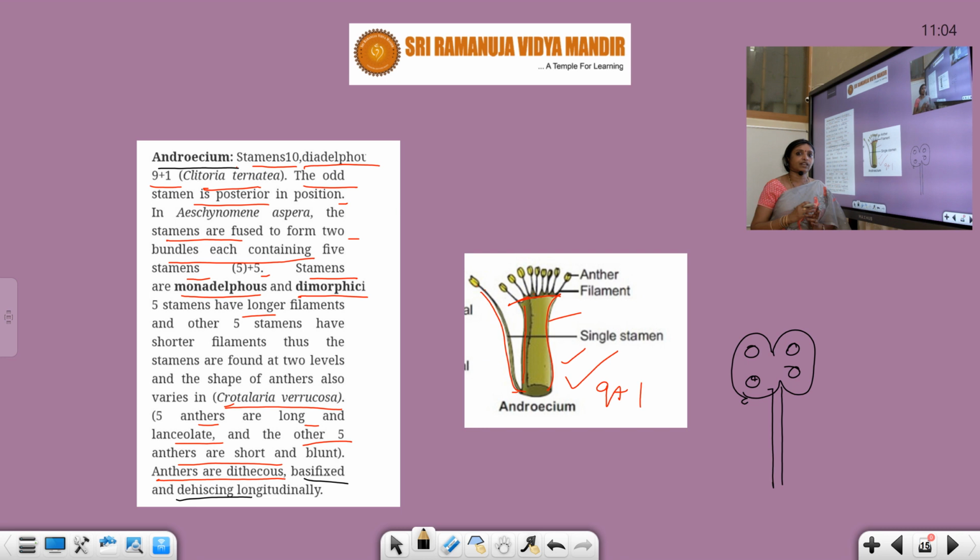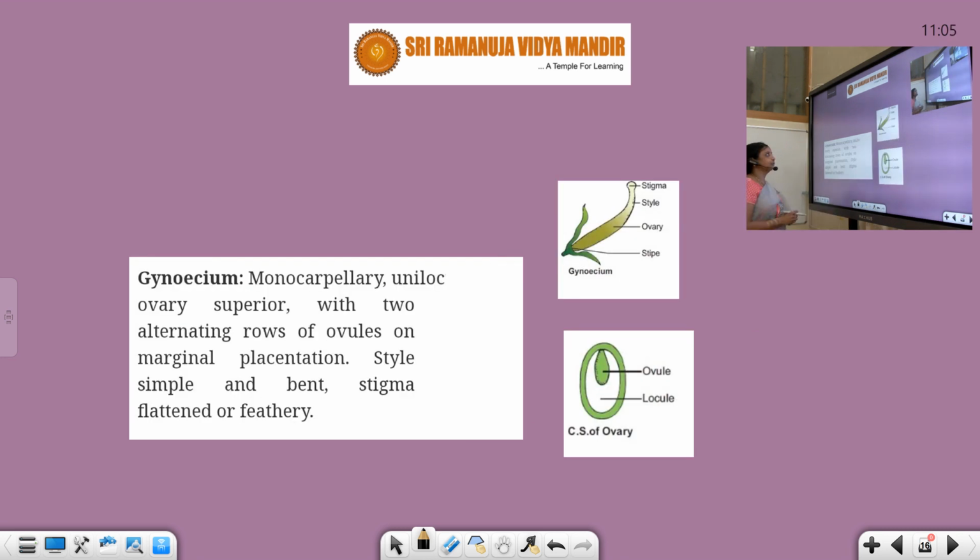This is how we explain about the androecium. Now let's see the gynoecium. Gynoecium monocarpellary. Single carpel is present. Inside this single carpel, this is one carpel, and inside this one locule. So it is monocarpellary unilocular.